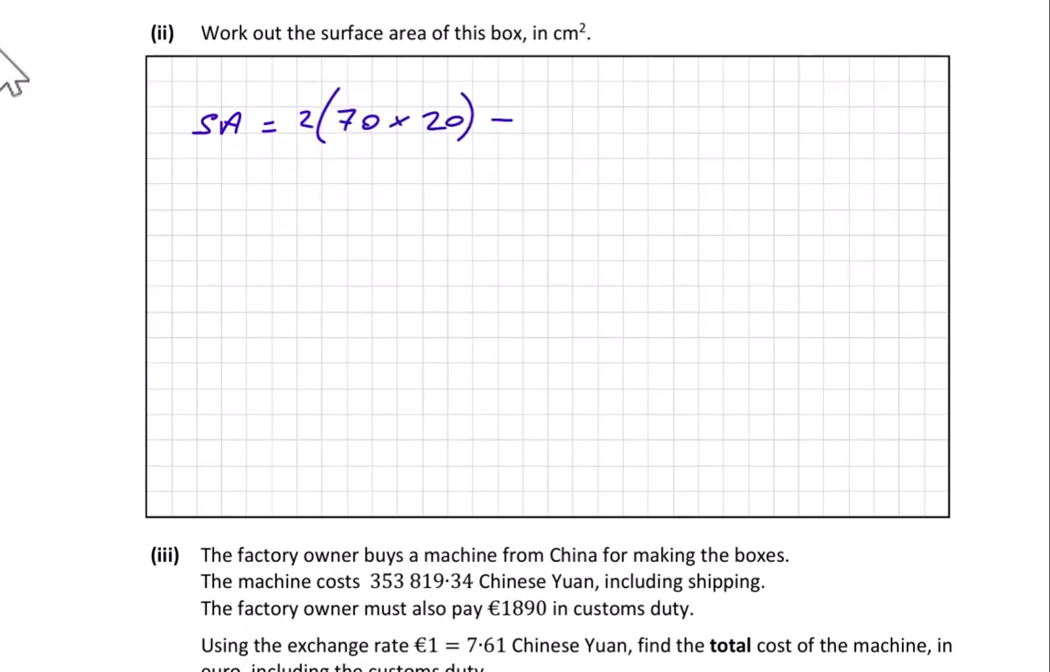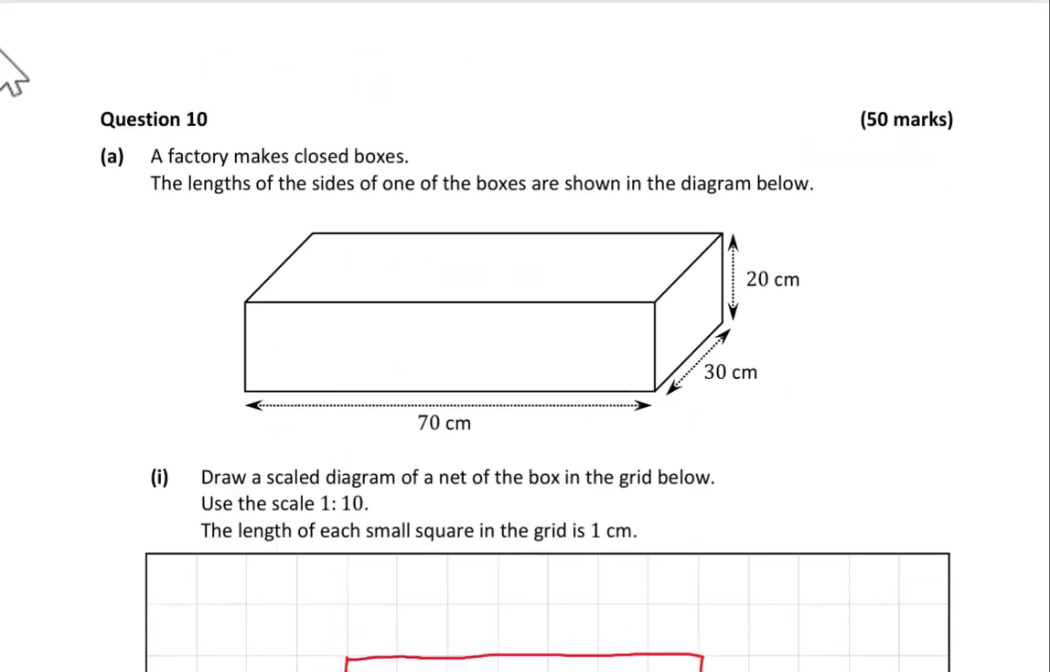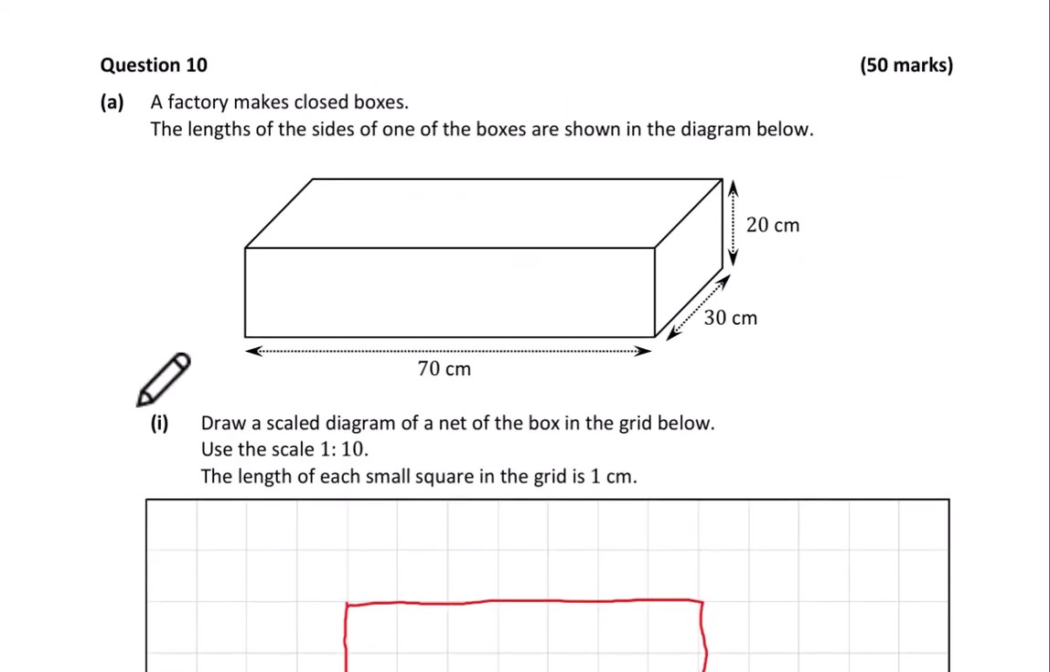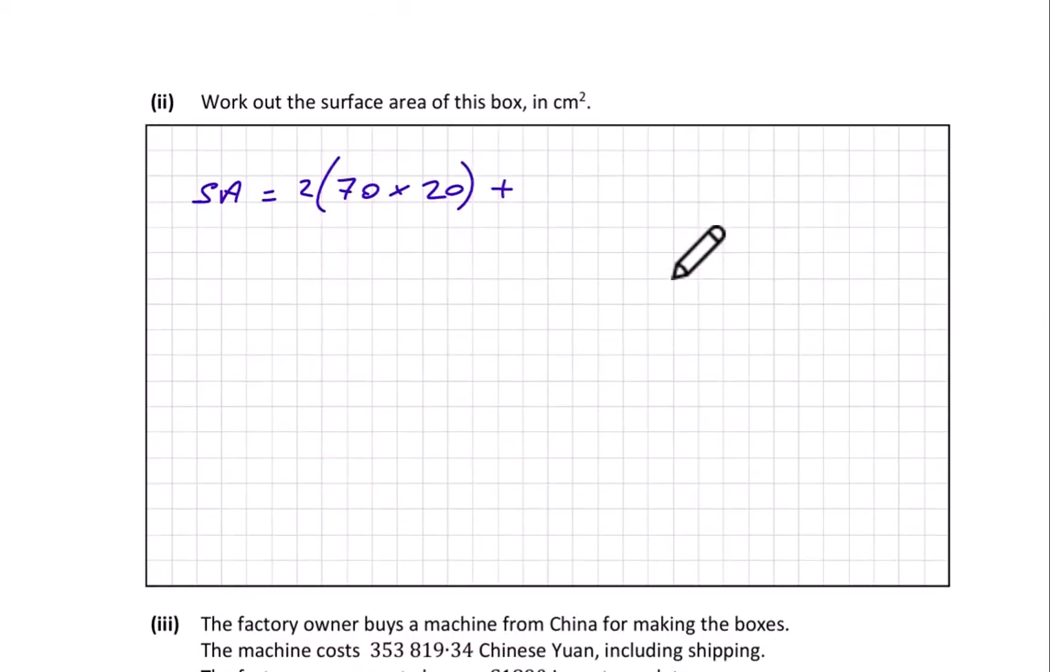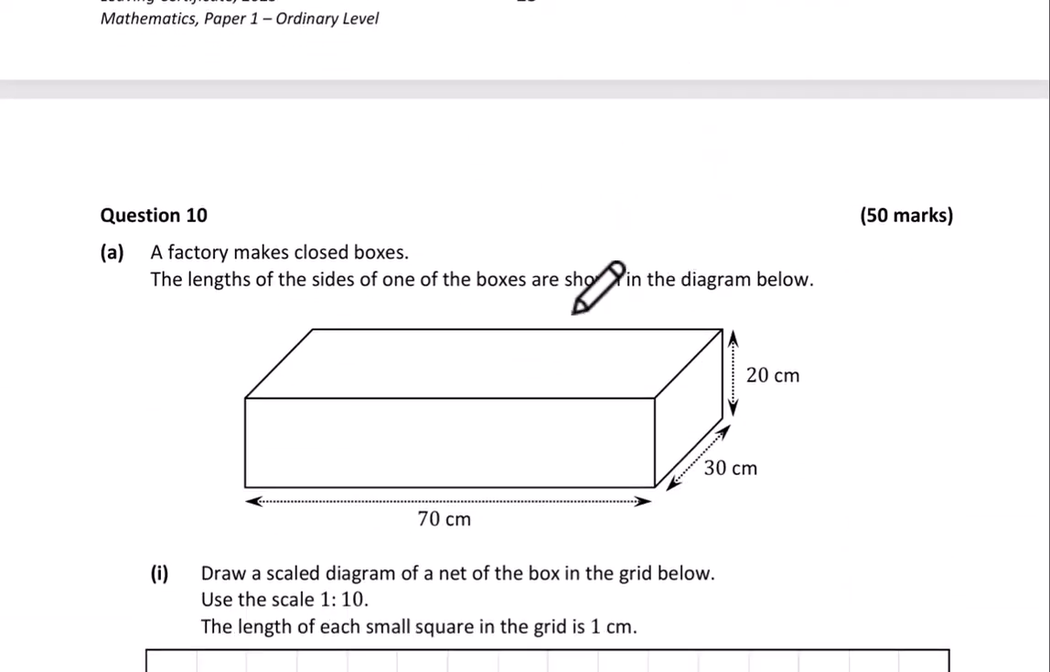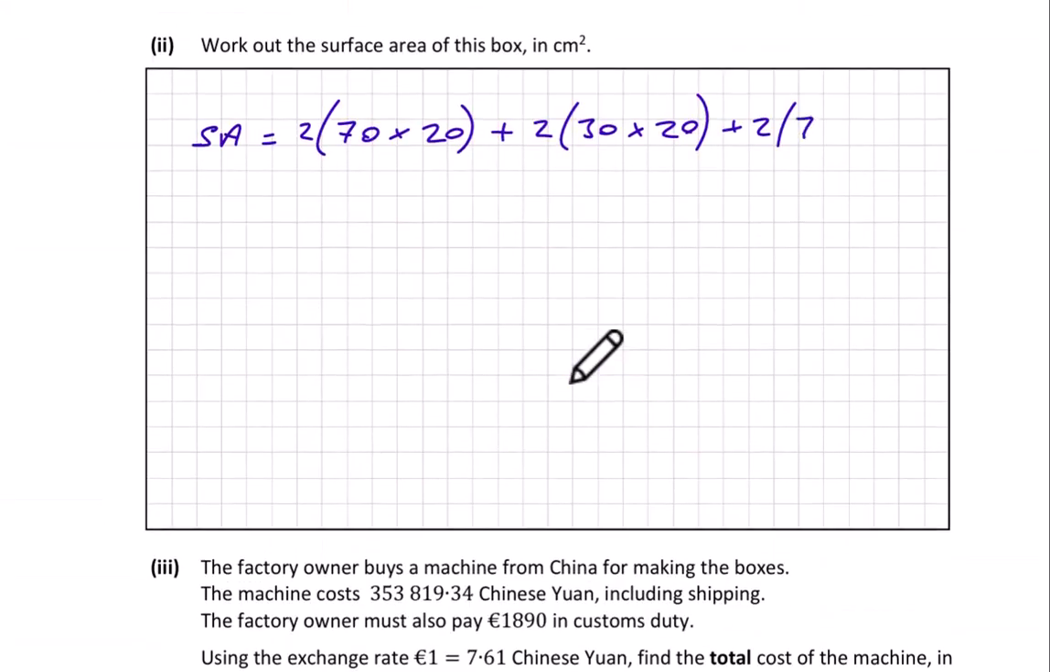And there are 2 of those, plus, so 70 by 20 is this face here. Let's do the side face, 30 by 20. So it's twice 30 by 20. And then it's twice this face here. We'll do the top and the bottom now. That's 70 times 30. So 70 times 30. So it's just a lot of calculator work. And when you do that, you should get 8200 and its area, so it's centimeters squared.